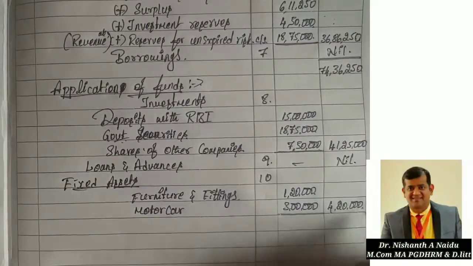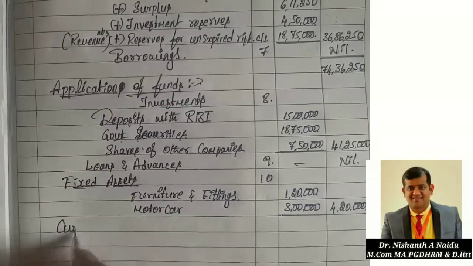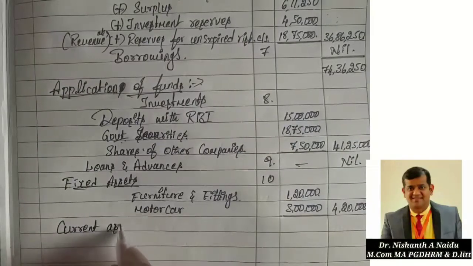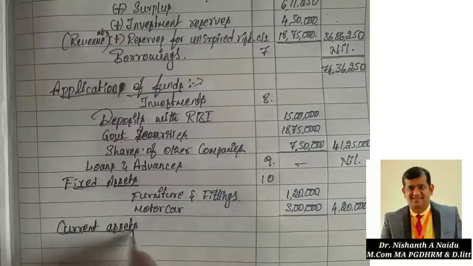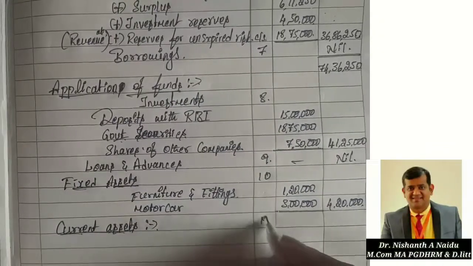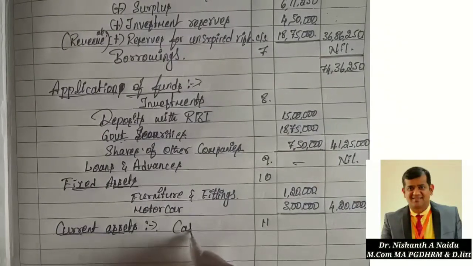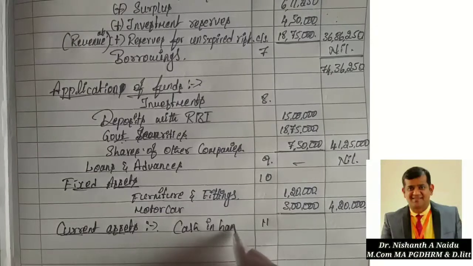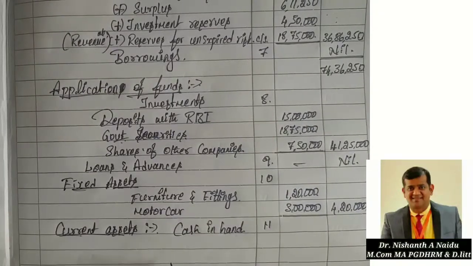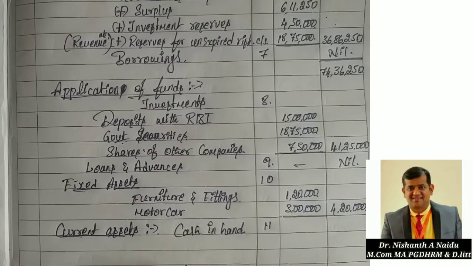4,20,000 rupees. Correct. So next we have current assets. So current assets, under that it is schedule number 11. Make a note, schedule number 11. So in that we have cash in hand first. So let me write cash in hand. So how much cash in hand we have? Cash in hand. How much? Just check the table. Cash in hand, cash at bank and all.